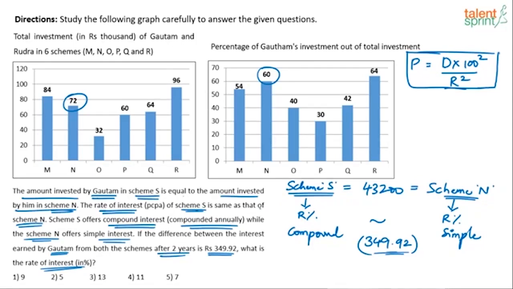This formula is applicable only for 2 years. For 3 years, we have another formula. You should remember the shortcut formula, that is P equals D into 100 cube by R square into 300 plus R. Anyway, here we are talking about 2 years. So the formula to be applied is P equals D into 100 square by R square.